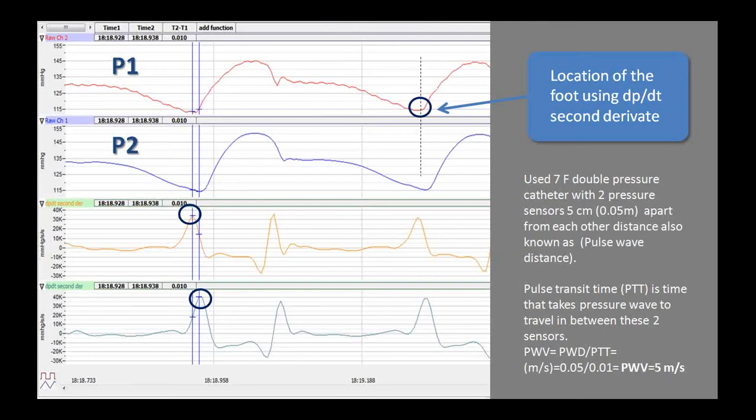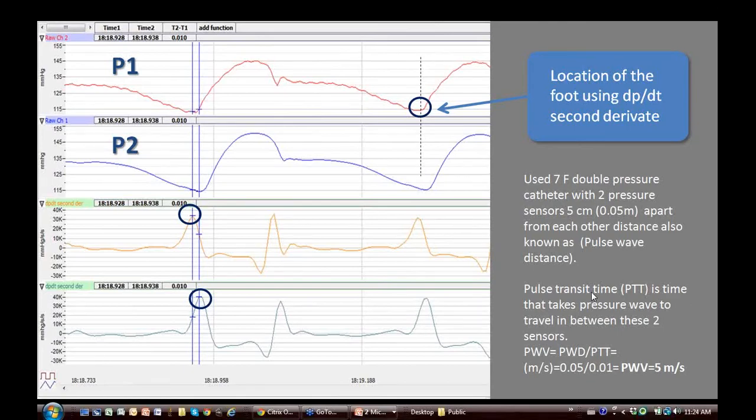So we see that pulse transit time, PTT, is the time it takes the pressure wave to travel between these two sensors. Pulse wave velocity is then calculated as the pulse wave distance, which we know, divided by PTT, the pulse transit time. So 0.05 meters is the distance between those two sensors, divided by 0.01 seconds, which is the measured pulse transit time. PWV is then equal to 5 meters per second.